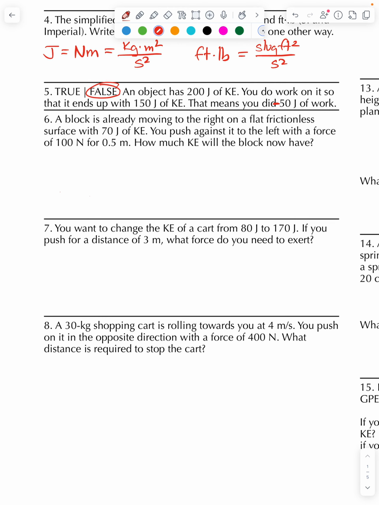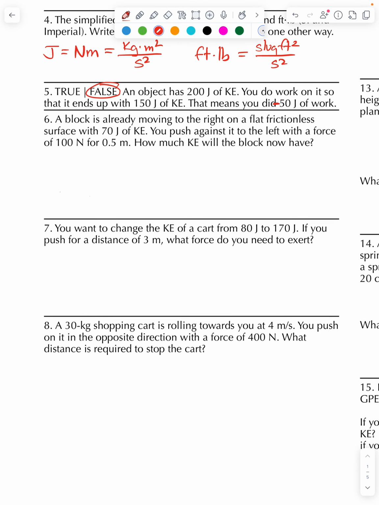Number 6, a block is already moving to the right on a flat frictionless surface with 70 joules of KE. I just bring that up as flat and frictionless, so we're not worried about heat being created or having GPE created. So it's all about KE here. We just have something gliding along on a frictionless surface, not increasing in height. You push against it to the left. It's moving to the right, so we're pushing it to the left with a force of 100 newtons for half a meter. How much KE will the block now have?